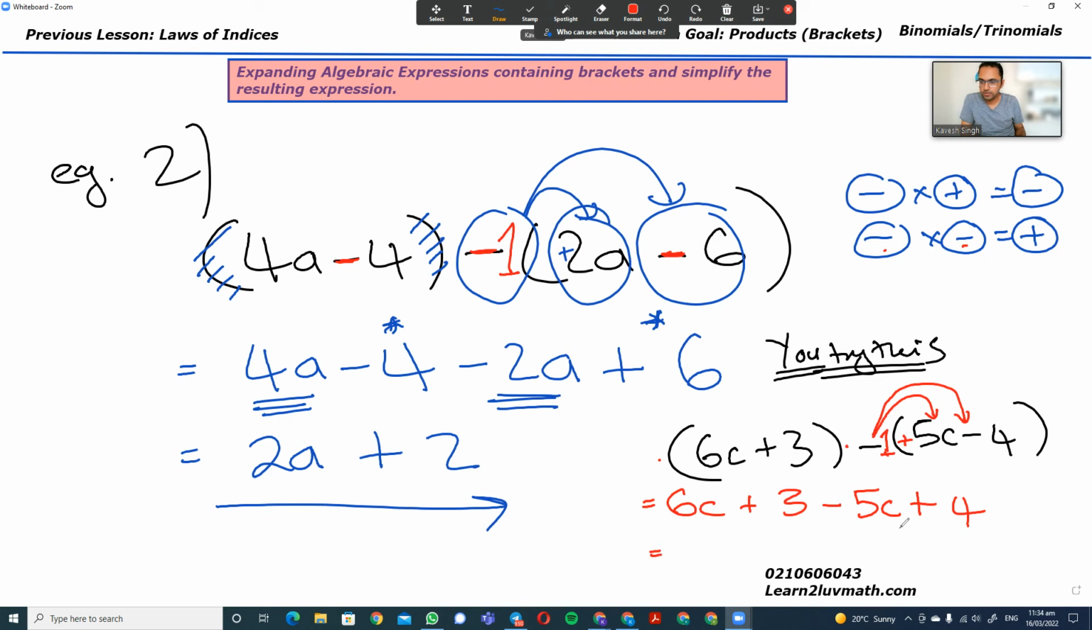So I've got 6c and 5c, and I've got 3 and 4. Remember, it's plus 3 and plus 4. The negative belongs to the 5. So 6c minus 5c will give me 1c, which is the same as c, and 3 plus 4 gets me 7. So my final answer here will be c plus 7.